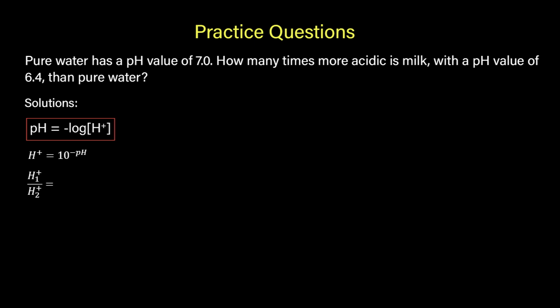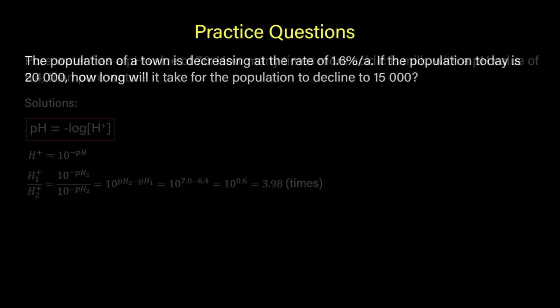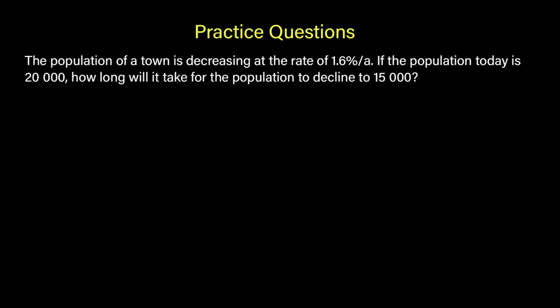H plus 1 divided by H plus 2 equals 10 to the power of negative pH 1 divided by 10 to the power of negative pH 2, which equals 10 to the power of pH 2 minus pH 1. Use the value of pH 1 equals 7 and pH 2 equals 6.4. 10 to the power of 7 minus 6.4, or 10 to the power of 0.6, and the latter is approximately 3.98 times.